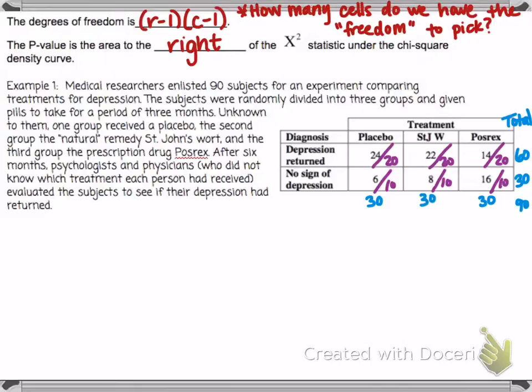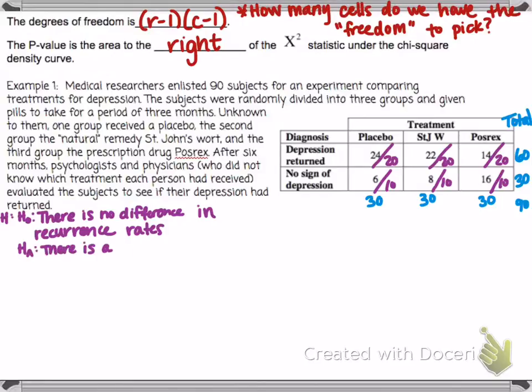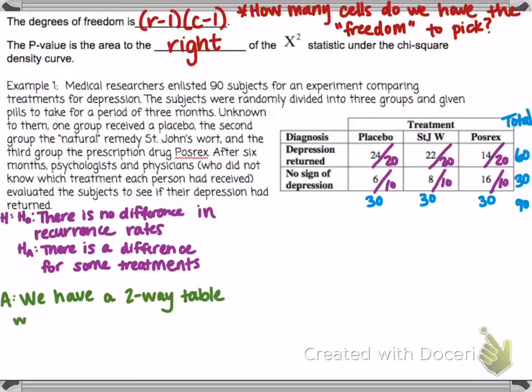So we can skip the parameter step again. There isn't a defined mean proportion we're looking at here since we're examining a bunch of different proportions at one time. So our hypothesis for our null is that there is no difference in the recurrence rates of depression for these 3 different treatments. So there's no difference in the proportions of recurrence rates of depression. Alternatively, our alternative hypothesis is that there is a difference. Okay, so that there is a difference for some of the treatments. Okay, if we see a big difference, then we'll note that.